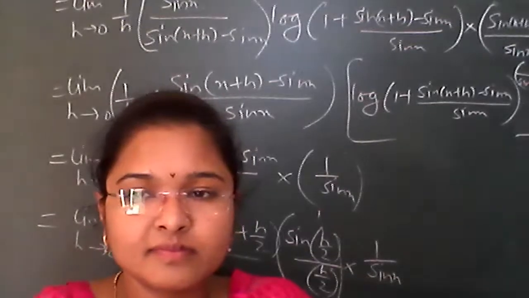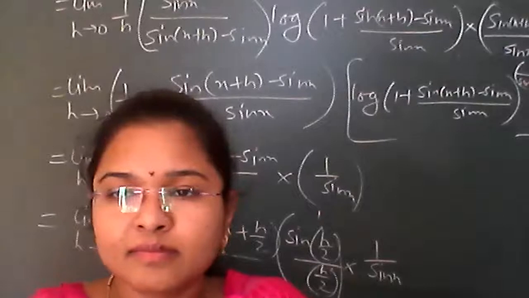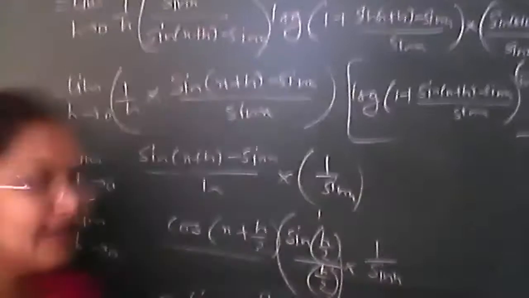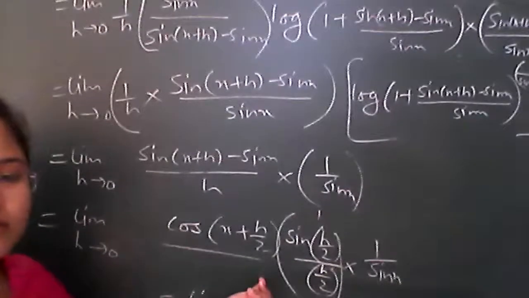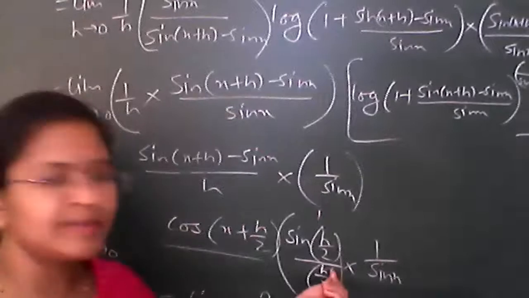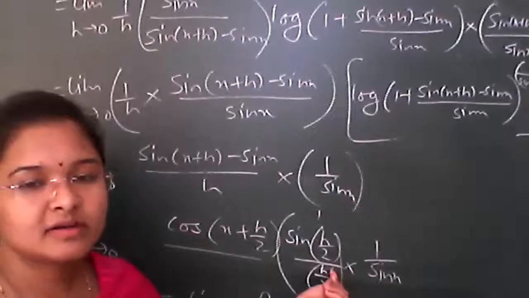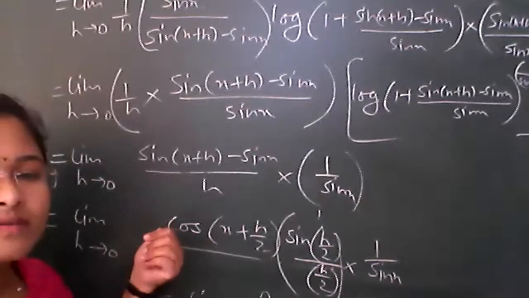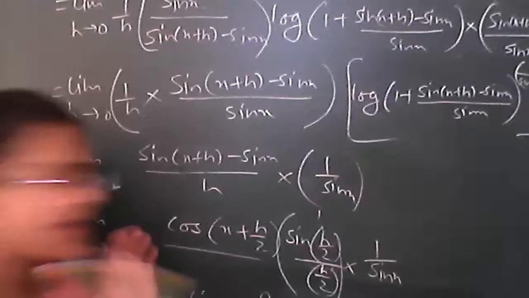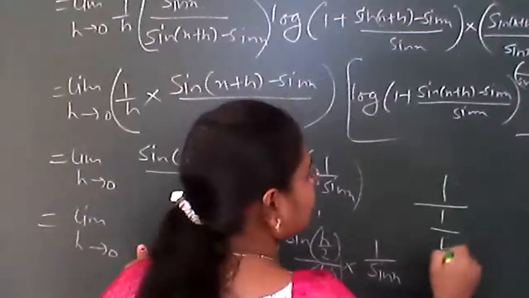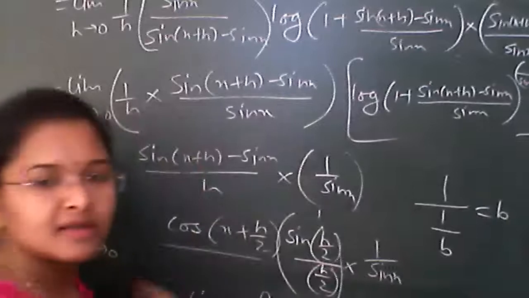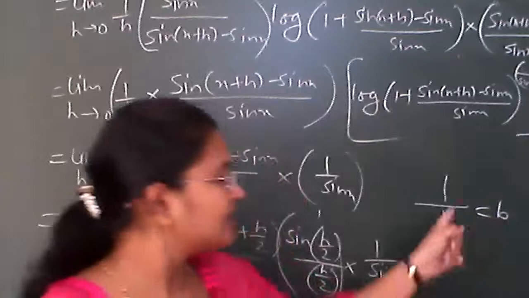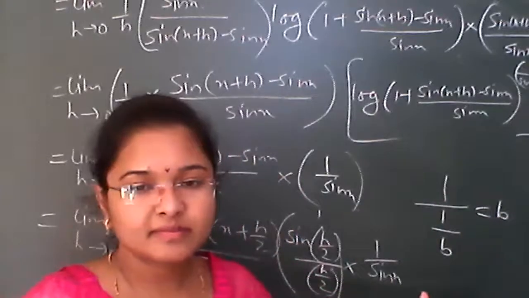Ma'am, I didn't understand the h by 2, the one below. Look here, there was h in the denominator, right? Yes, ma'am. So I wrote it as it is here, h. And this 2 is in the numerator. So can I write 1 upon b equals b? Yes, ma'am. Okay, so can I write the denominator's denominator in the numerator? Yes, ma'am. I understood, ma'am.